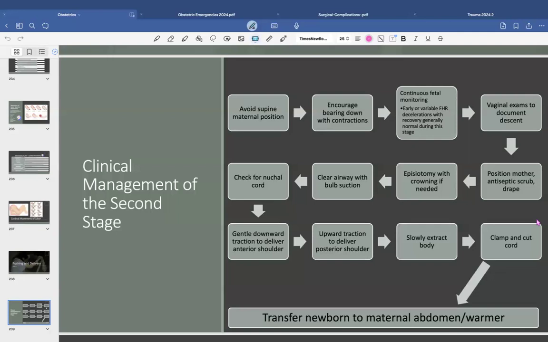Check the nuchal cord on the baby. Gentle downward traction to deliver the anterior shoulder, upward traction to deliver the posterior shoulder. Going to slowly extract the baby, and cut the cord, and then transfer the newborn to the mom's stomach or the baby warmer. So those are our management steps of the second stage. We don't talk about these.